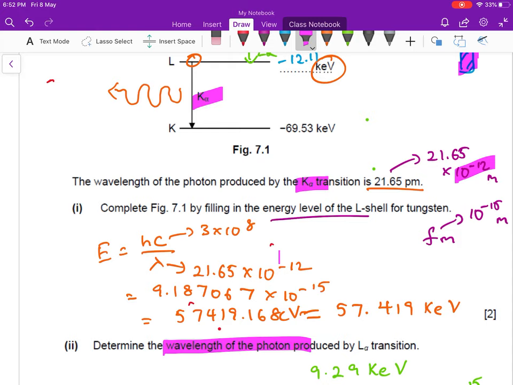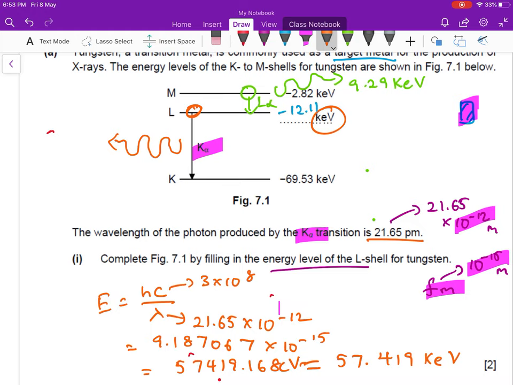So the wavelength of photon produced by K alpha transition is 21.65 picometer. So picometer means 10 to the power negative 12 meter, right? So if, let's say, they say femto, femto is 10 to the power negative 15, right? So complete 7.1 by filling the energy level of the L shell for tungsten.